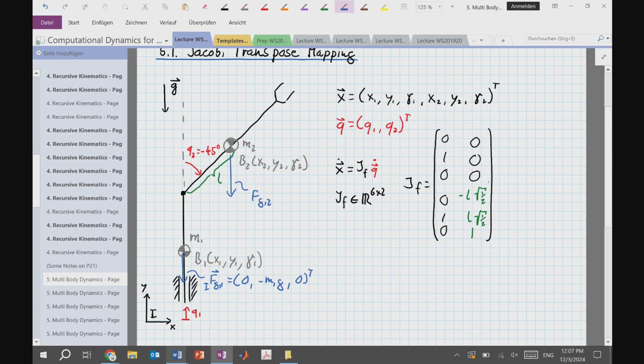And then here I would think about Fg2, the gravitational force acting on body 2, which is very similar, just that I have minus m2 times g.